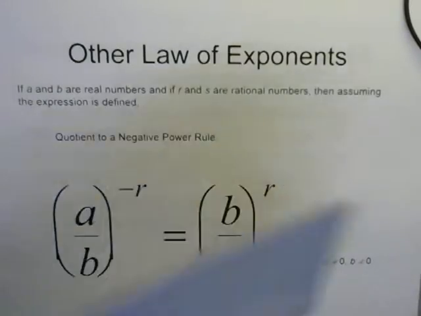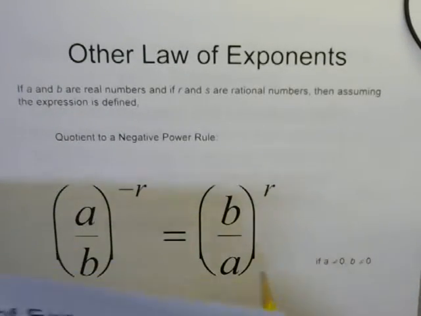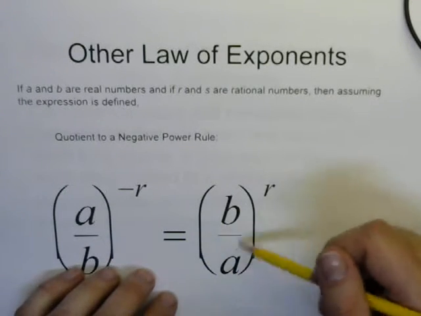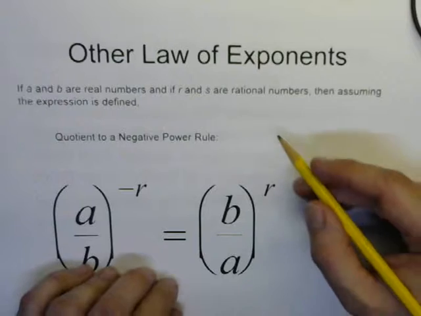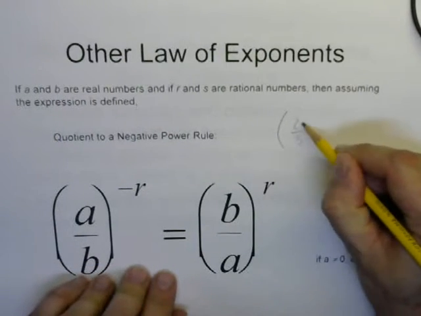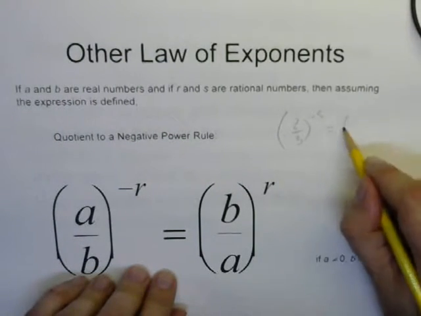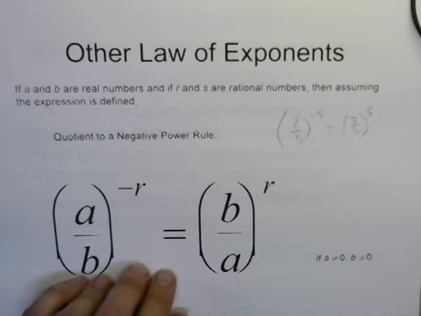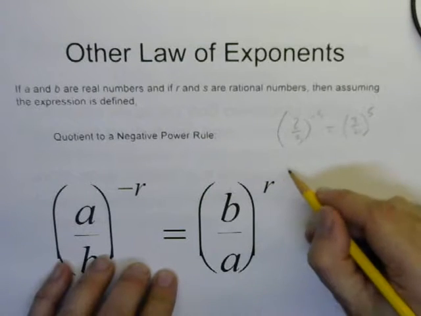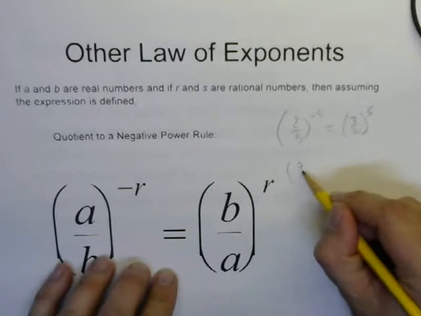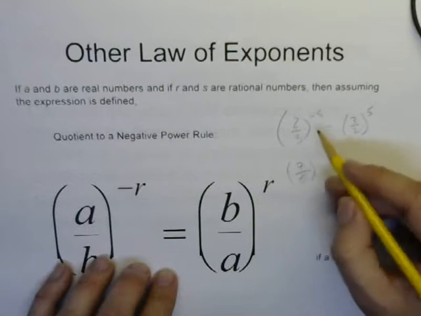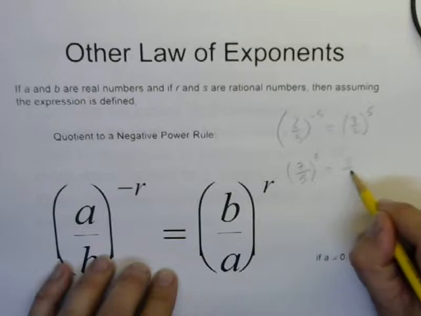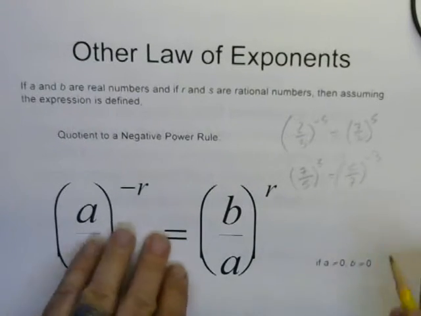Another law that you might see, which is a sort of combination of laws, is this one. If you have a fraction raised to a negative power, you can just flip the fraction upside down and change it to a positive power. So let's say you have 2/3 raised to the negative 5. You can just automatically write that as 3/2 to the positive 5. You can also use it in reverse. If you have 7/5 to the 3rd power, you can write that as 5/7 to the negative 3 power.